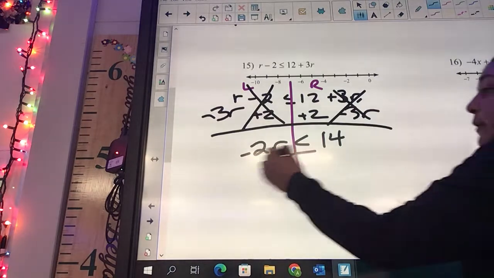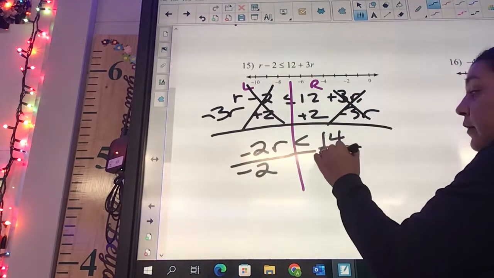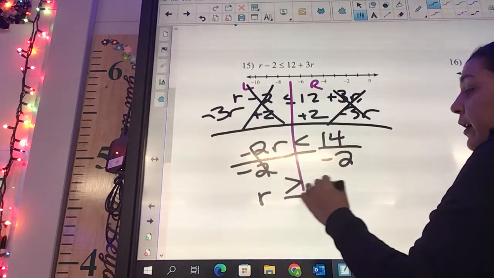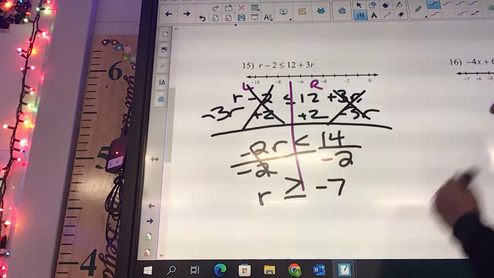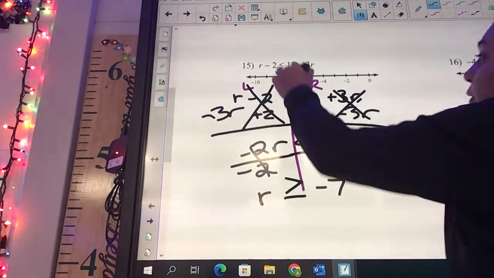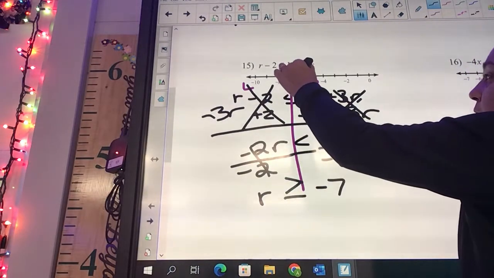Okay, and then we're going to divide by negative 2. Okay, and then make sure you flip. Okay, on the negative 7, it's going to be closed. Going which way? To the right.